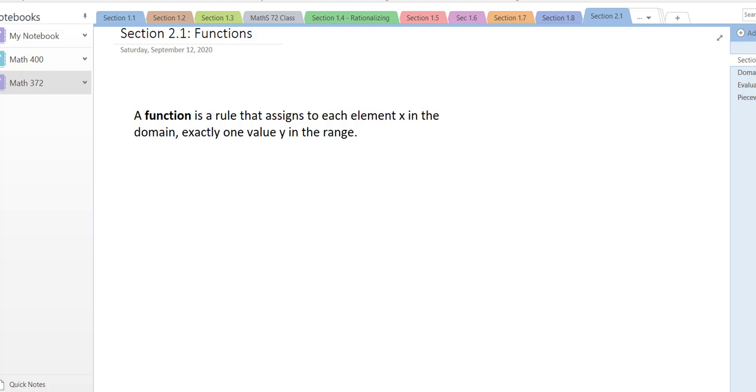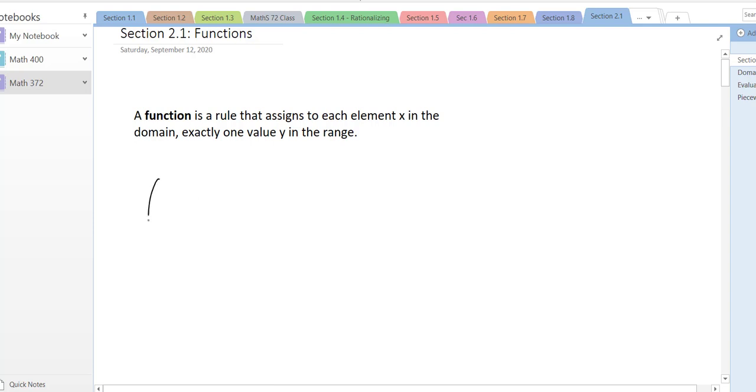Hey there, in this video we're gonna start covering section 2.1, functions. So what is a function? A function is a relation or a rule that assigns to each element x in the domain exactly one value y in the range. And so you may have seen function machines before.